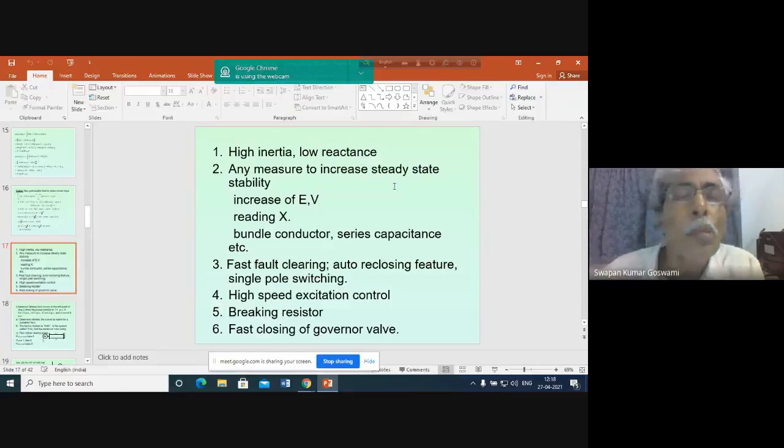Why can you say that if the peak of the power angle curve is more, we shall be in a better position to maintain stability of the system? How does it depend upon the peak of the power angle curve? That means how will low reactance help maintain system stability better? Anybody, can you guess?